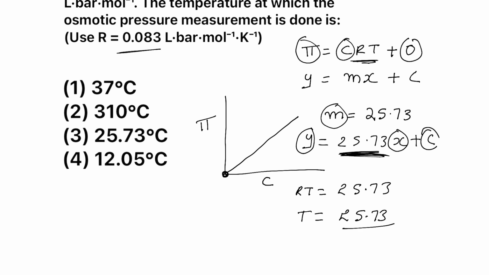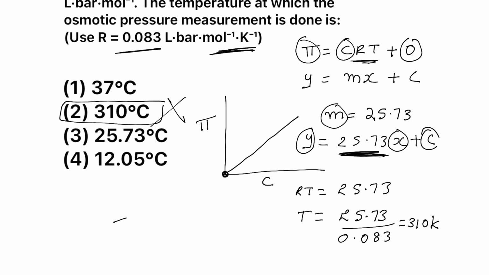What is R? It's given in the question, 0.083. On dividing this, you will get 310. Don't directly go and mark 310 degrees Celsius. That is wrong, because you are getting the answer in Kelvin. That is to confuse you. Now you have to convert the answer. See, there is no 310 Kelvin option, right? So you have to get the answer in degrees Celsius. Temperature in degrees Celsius is temperature in Kelvin minus 273. You are going to get 37 degrees Celsius. Hope all of you understand.